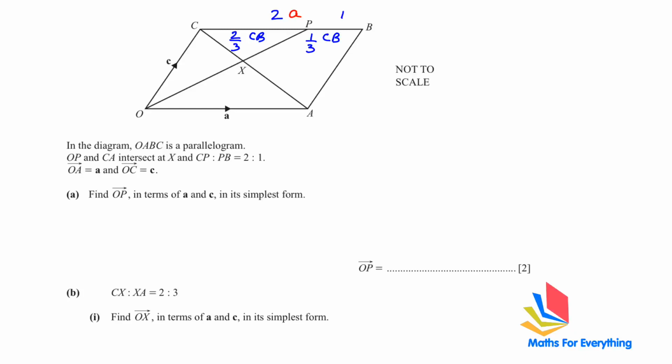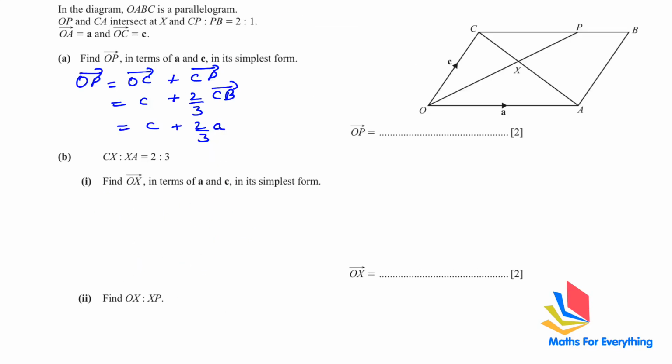To find OP, we are going to go through OC plus CP. OC is C and CP is 2/3 of CB, which we already found is A, so C plus 2/3 A. That is our OP.